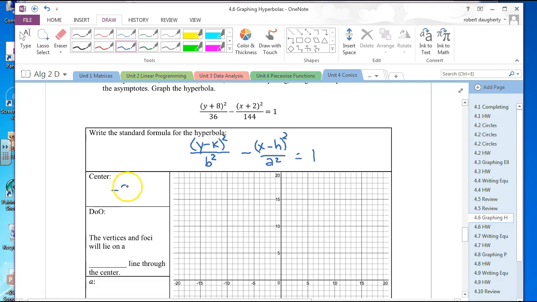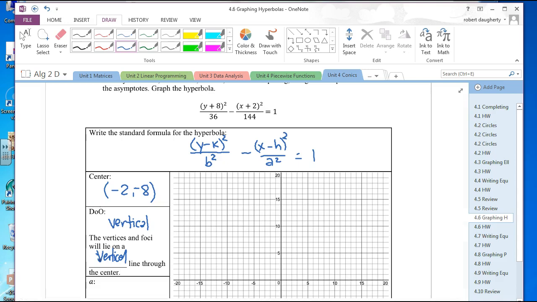Negative 2, negative 8. So I heard some people wanting to say negative 8, negative 2. You have to be careful here. It's the x value that goes first. So negative 2, negative 8. This direction is what? We established that this hyperbola is vertical. So the vertices and the foci will lie on a vertical line that goes through the center of this hyperbola.